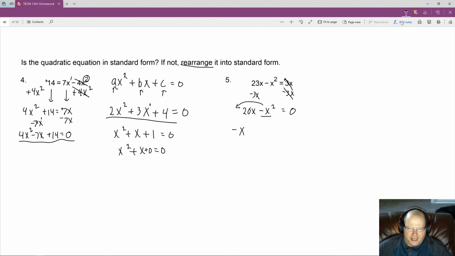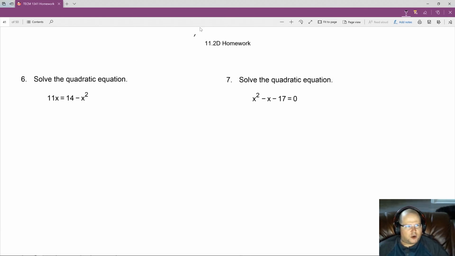So we're going to have a negative 2x plus 20x equals 0. And now it's in standard form. 11.2D homework, solve the quadratic equation. Now the way we're going to solve this is we are going to use the quadratic formula.